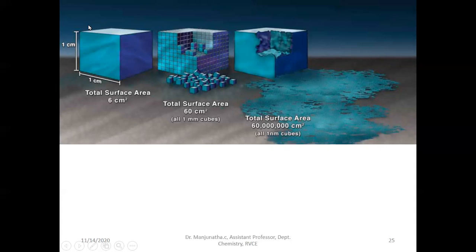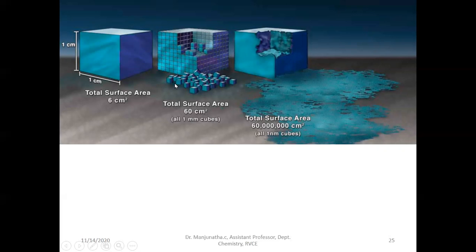Means for any reactions to happen, that has to happen only on the surface. Only this will interact. Whatever material is inside this cube is not exposed. It is stable. However, if you make that cube into 1 millimeter cubes, 1 centimeter is made into 1 millimeter, the surface area is increased to 60 centimeter square. Means it is 10 times more exposed. Even the inside materials are also exposed.